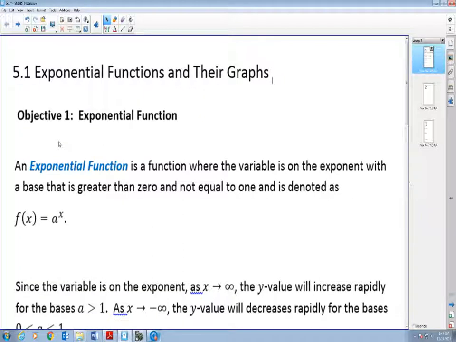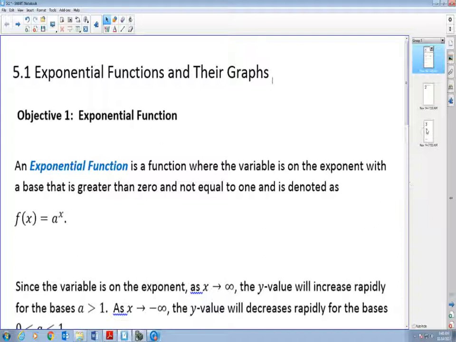Welcome to College Algebra. In this lecture video, we are going to begin our Chapter 5 lecture video series regarding the exponential functions and their graphs. So before I talk much about exponential functions, I would like to take a step back and review some of the exponent rules for the polynomials.